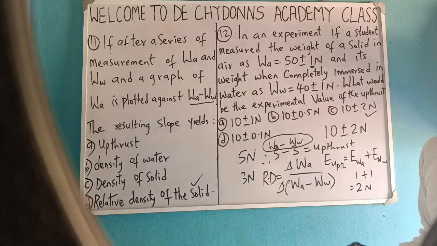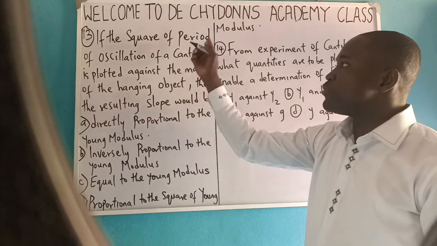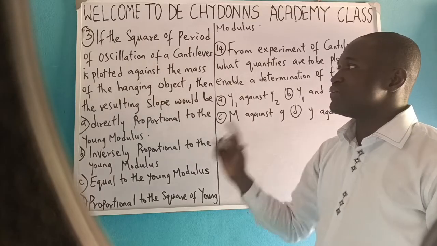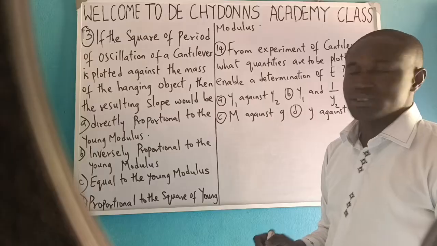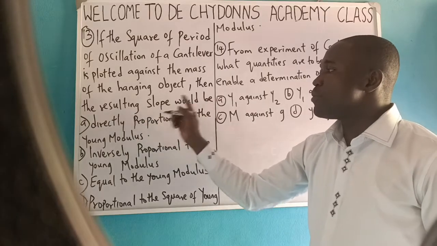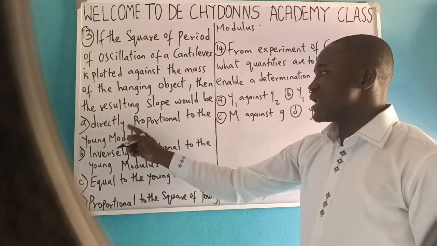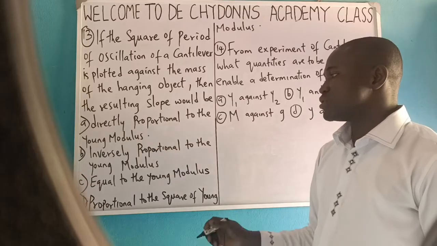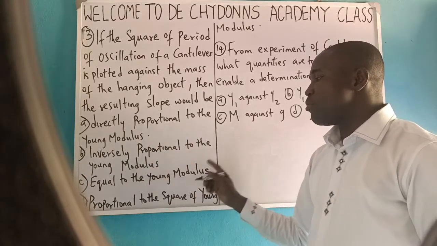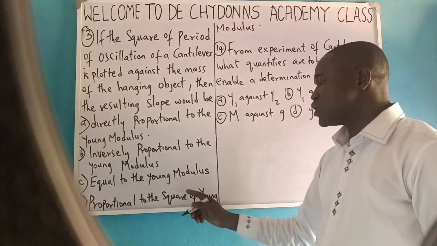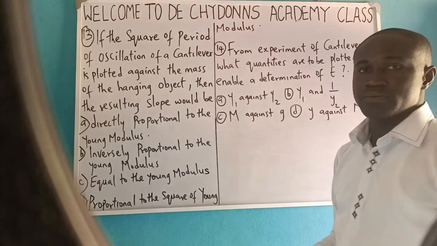We'll go to question 13. If the square of the period of oscillation of a cantilever is plotted against the mass of the hanging object, then the resulting slope will be what? A. Directly proportional to the Young modulus, inversely proportional to the Young modulus, equal to the Young modulus, and proportional to the square of the Young modulus.